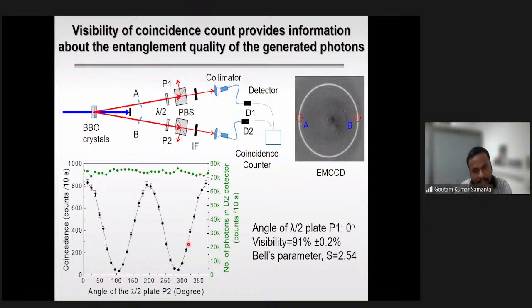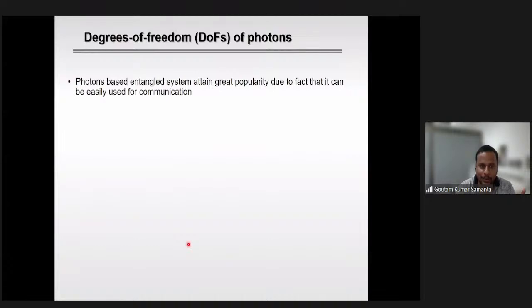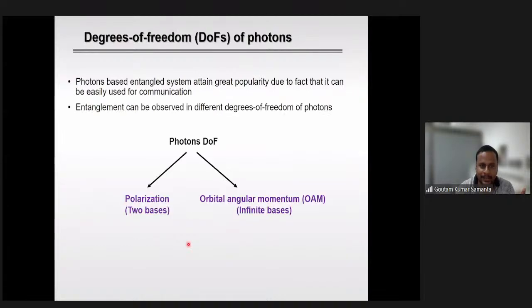So for any communication or any effective use of this kind of state, you should have a very high Bell's parameter, so that any perturbation can still leave you with entanglement. Otherwise, it might just destroy it.